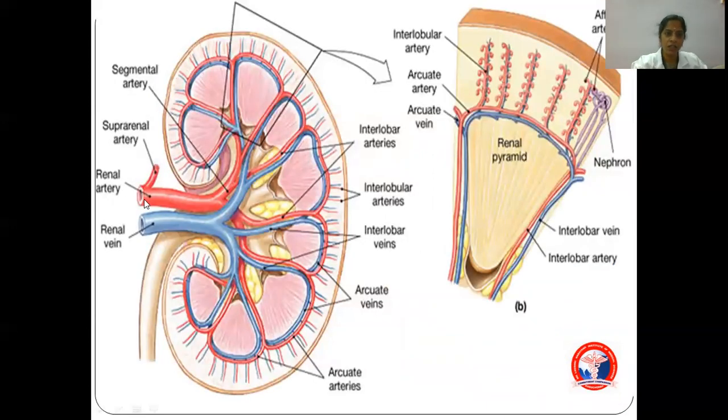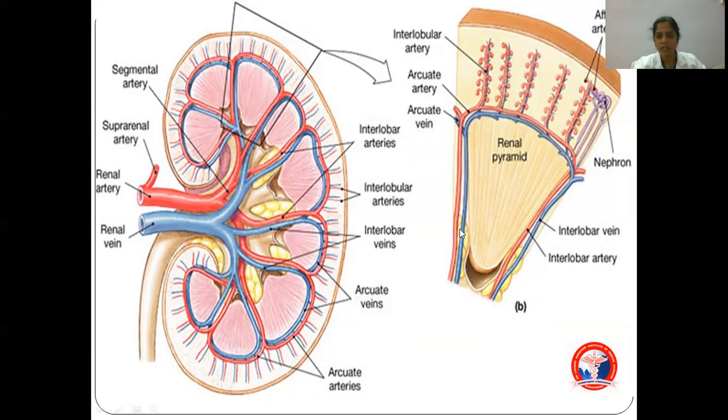Now you see, this is the renal artery. It gives 5 segmental branches. The segmental branch, when it goes to the lobe, is called the lobar artery. When it passes in between the pyramids, it is named the interlobar artery. This interlobar artery gives rise to arcuate arteries. This is the arcuate artery. From each arcuate artery, you can see the vessels, they are the interlobular arteries.